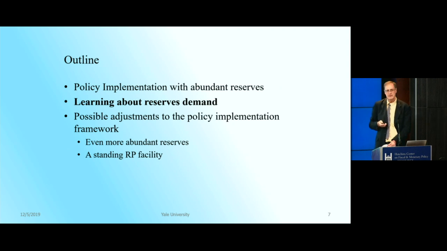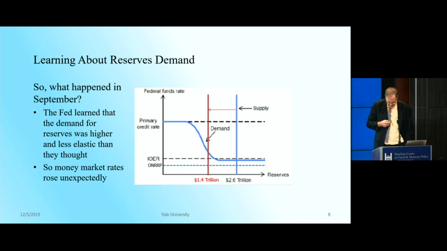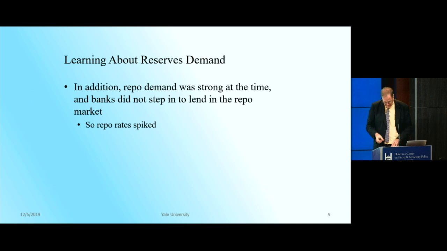They were learning about reserves demand, and they were surprised. They learned that the demand for reserves was higher and less elastic than they thought. They'd done surveys, they'd talked to institutions, and they just found that in markets, the reserves demand steepened faster than they thought, and so money market rates rose unexpectedly, and in addition, repo demand was strong at the time, as Trish discussed. Banks didn't step in to provide repo financing, and so repo rates spiked quite a lot. So that's my story for what happened in September.